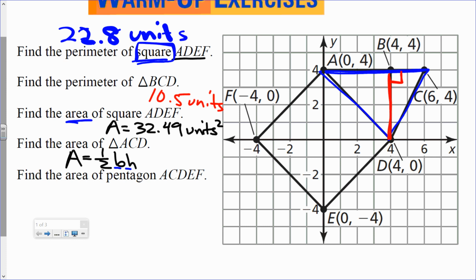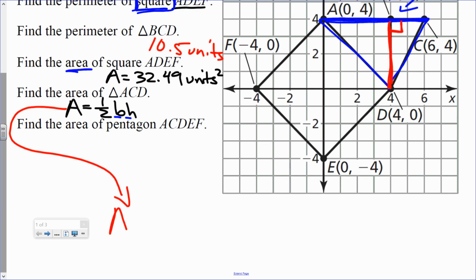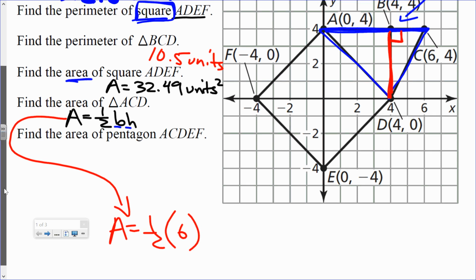So the base would be side AC right here. So here's our base from here to here. That's your base of the triangle. And the height is in red right here, segment BD. How big's the base? From here to here. So you're right, it was 6. You have to get some confidence in yourself. So I'll bring this down over here. So the area then was one half times 6. What's the height then?